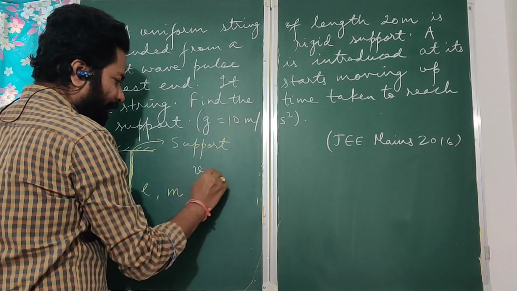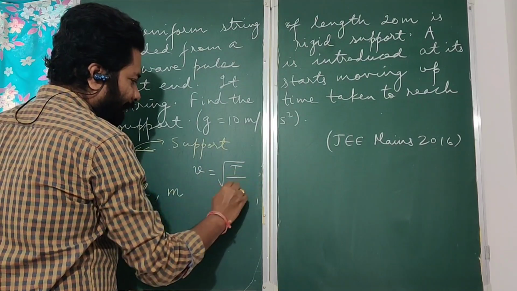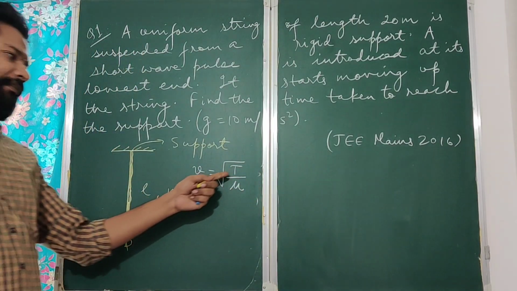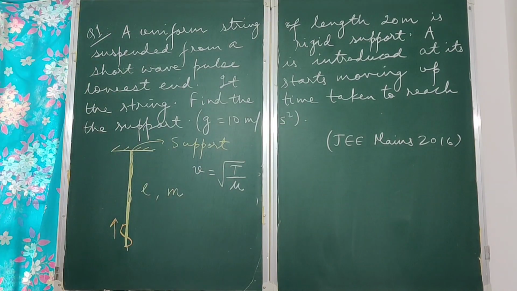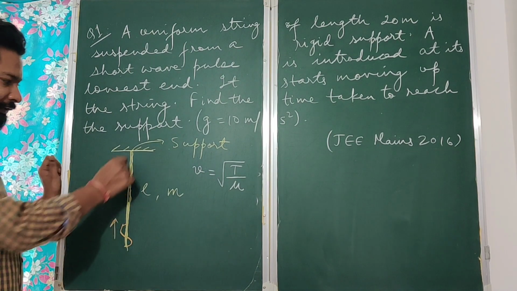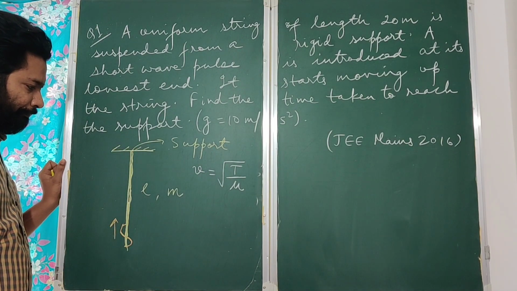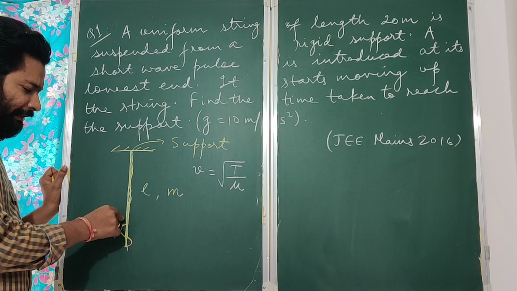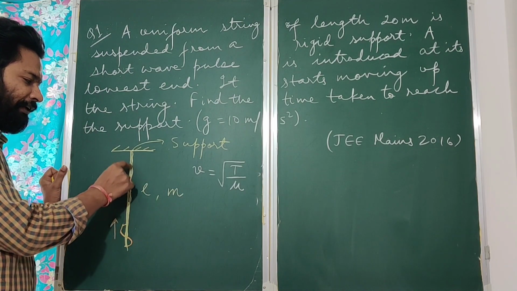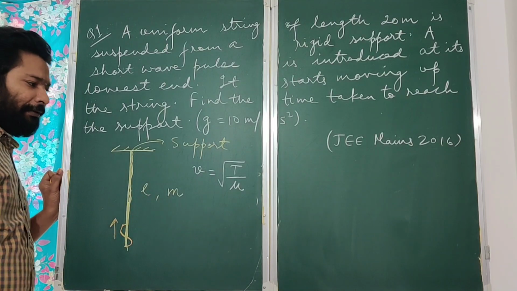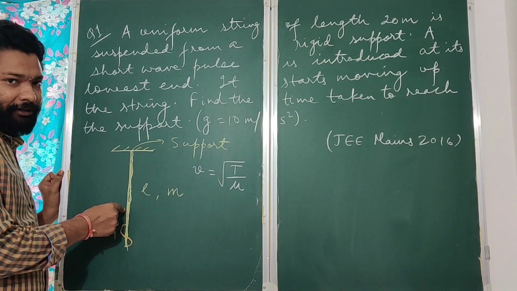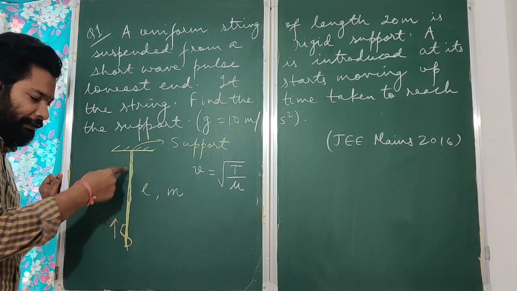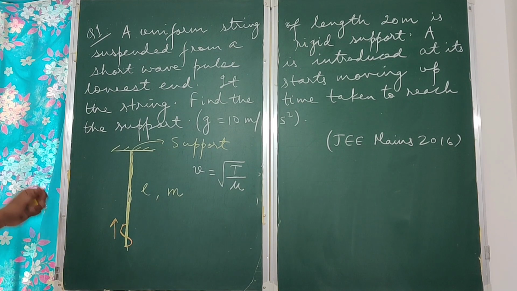Velocity of a transverse wave is given as root of T by mu, where T is the value of tension in the string and mu is mass per unit length. Now, since this string has some mass, the tension in the different parts of the string will be different. If tension is different, obviously the velocity of the wave in the different parts of the string will not be the same or constant. It will continuously change. That means you have to make use of calculus to solve this problem.